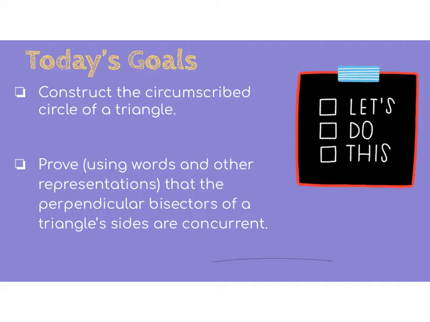We have two goals today. One, we're going to construct a circumscribed circle about a triangle. So as a reminder, circumscribed means to be on the outside. So our triangle will be on the inside of our circle. It'll be inscribed. We're also going to prove using words of representation that the perpendicular bisectors of a triangle's sides are concurrent. Concurrent means to intersect. And that intersection point that we're going to find is also going to be the center of this circle that circumscribes the triangle. So they're going to be interrelated to each other.